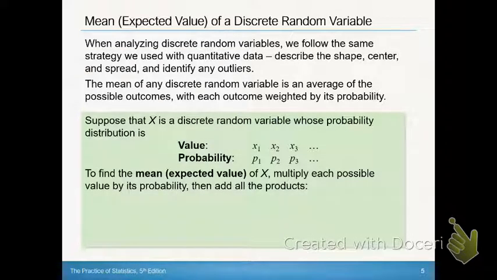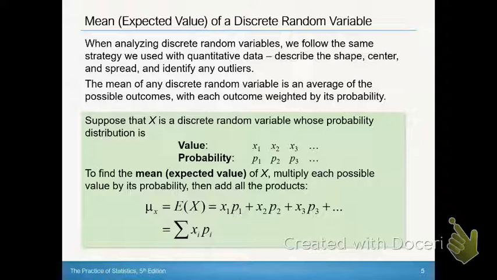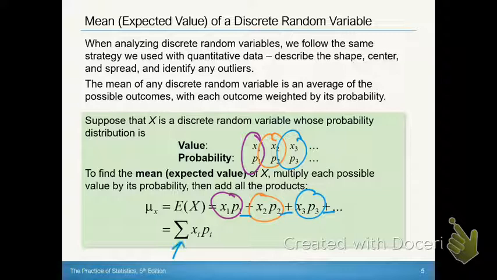So to calculate the expected value, what I have to do with my table, my probability model, is take each of those individual outcomes and multiply it by its corresponding probability and then add those all up. So here's what the formula looks like. Here's each of my individual outcomes times their probability, and then I take all of those and I add them up. So that's what this summation symbol means. It means I'm taking all of those values and finding their sum.